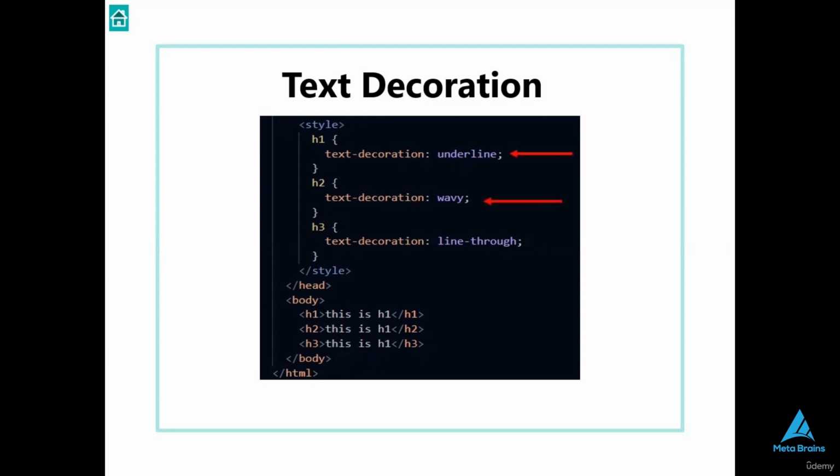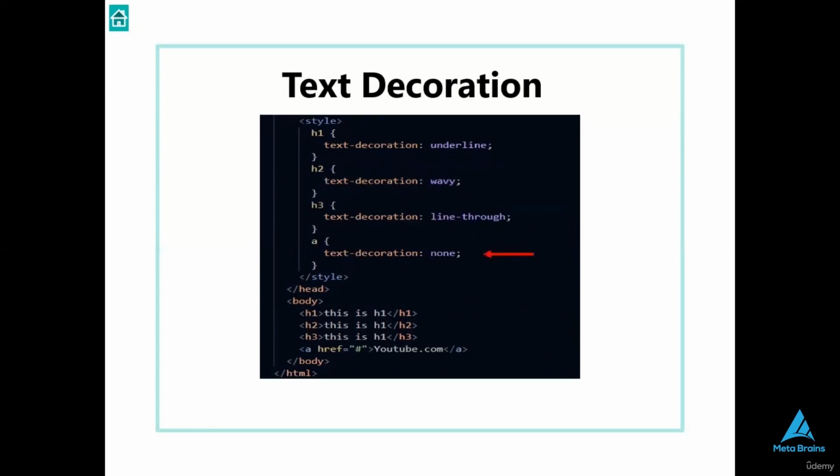In wavy, we have to use underline or line-through. Line-through is basically used to cut the written text. The line will pass through over a word. Another property for text decoration is none. In none, the text is blue and gets underlined by default in HTML. So to apply the property, you can write none in the text decoration.